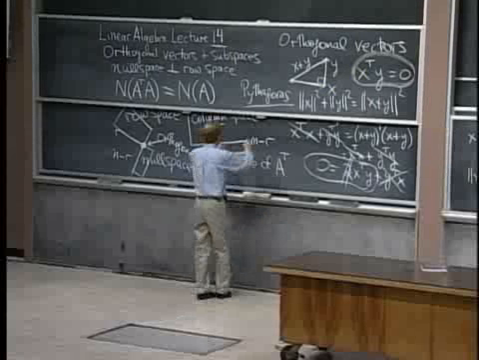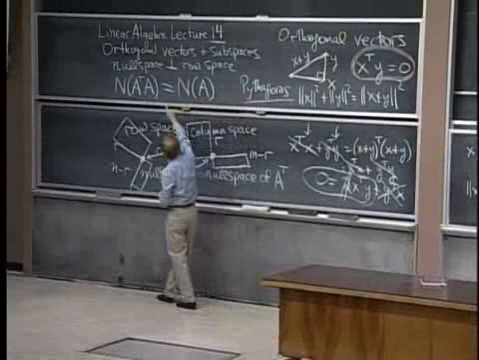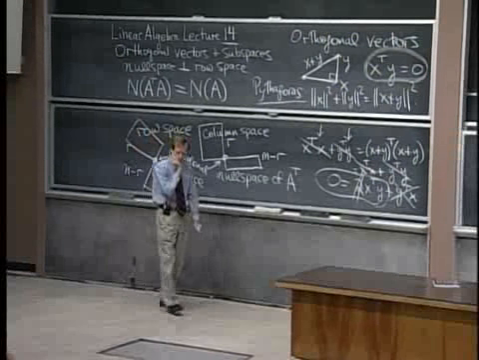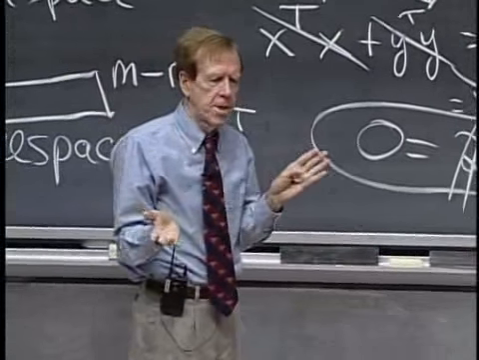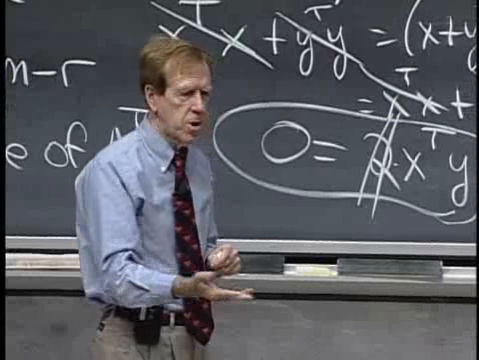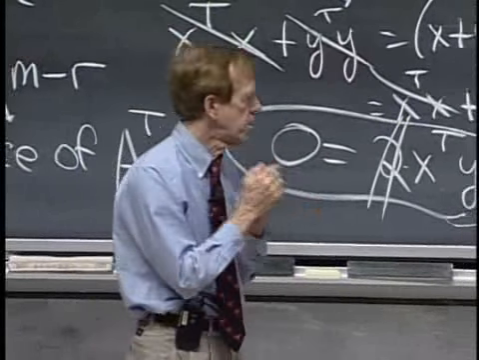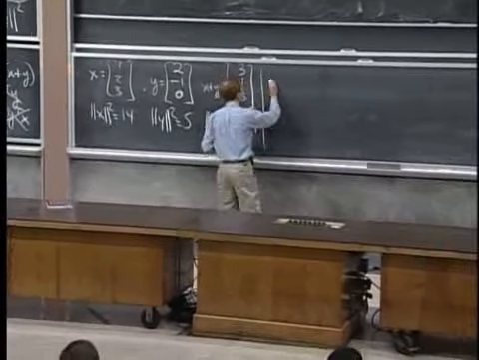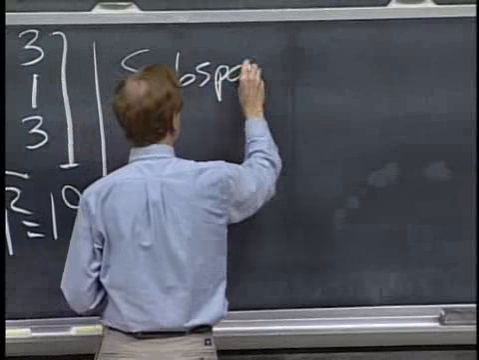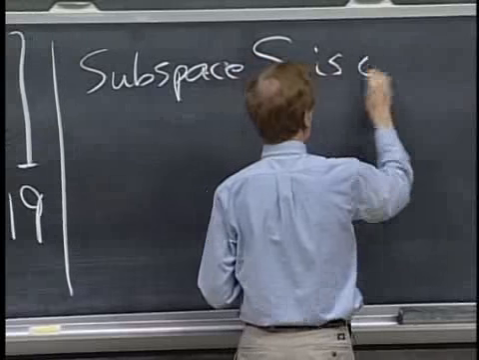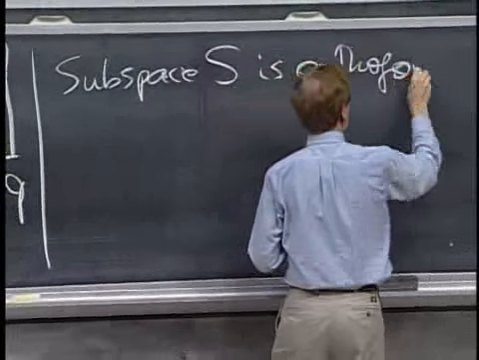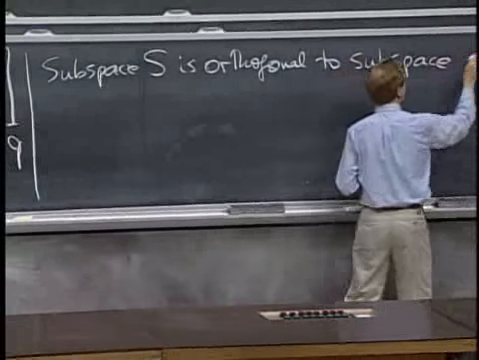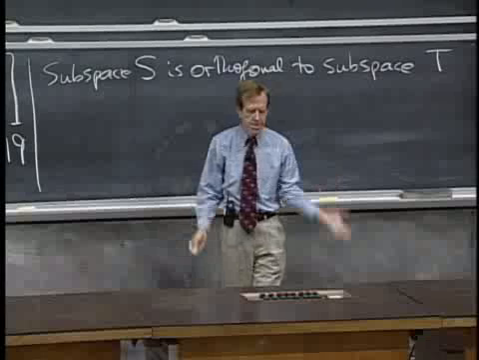But what I now want to speak about is subspaces. What does it mean for me to say that some subspace is orthogonal to some other subspace? So, okay, now I've got to write this down, because we're defining the definition of subspace S is orthogonal to subspace, let's say T. So I've got a couple of subspaces.